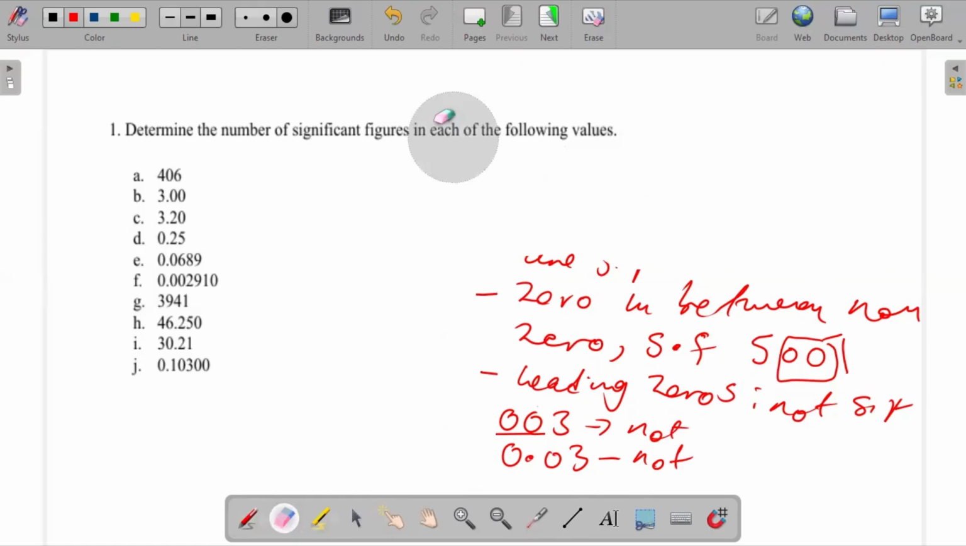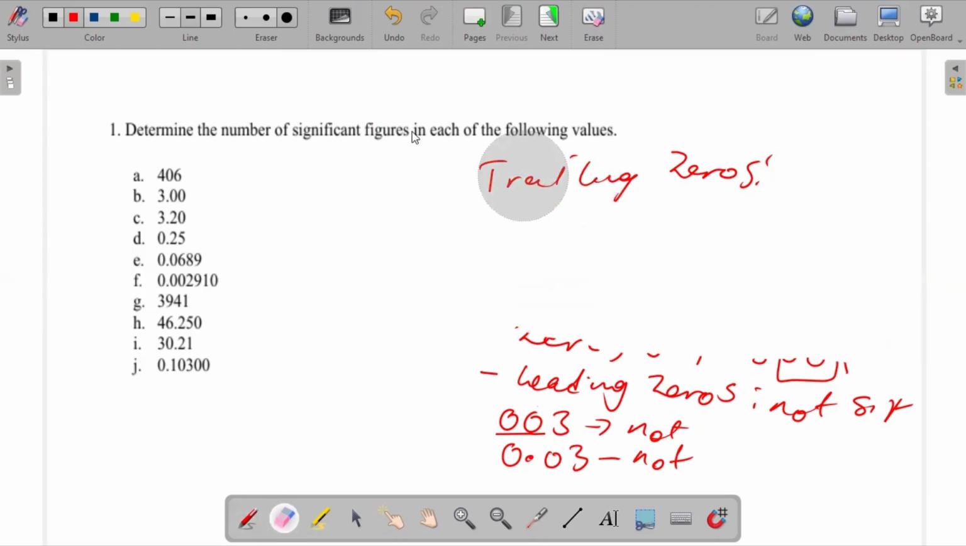There's also the other type of zeros that you need to know, and we call them the trailing zeros. Trailing zeros are zeros that appear after a non-zero number. So zeros that appear after a non-zero number are called trailing zeros. Now, there's a thing when it comes to trailing zeros. Depending on the situation, if you're having a decimal point and then you have trailing zeros, those zeros are going to be significant.